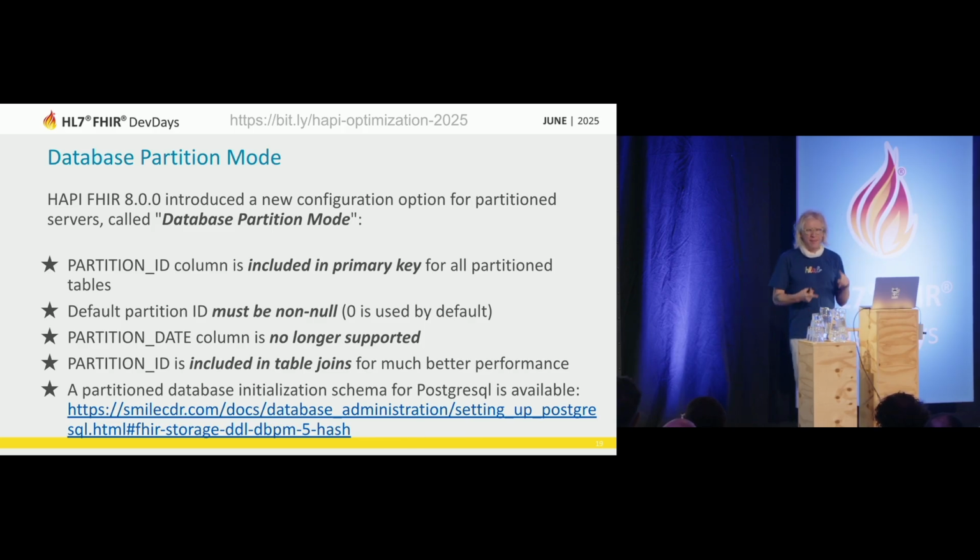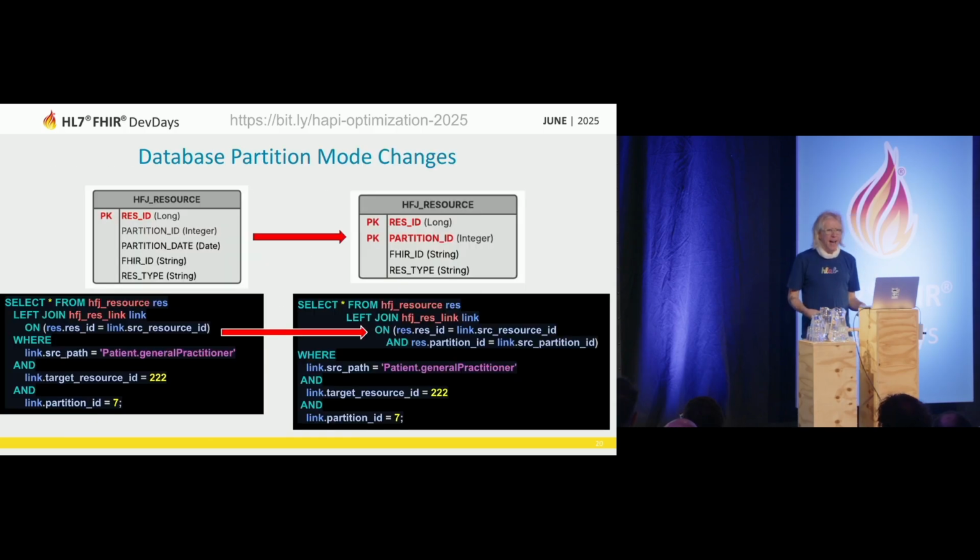The other thing that we did is we've always relied on DBAs, on database administrators, to make the required schema changes. As of this new version with database partition mode, we include a sample schema that sets up Postgres in partition mode out of the box. So turning on partitioning is a whole lot easier as of HAPI/FHIR 8, which was incidentally our February release of this year. So we're now one release after that.